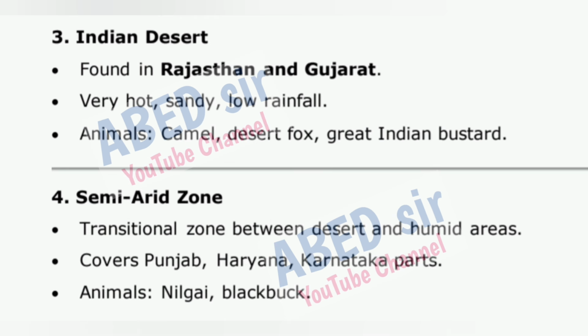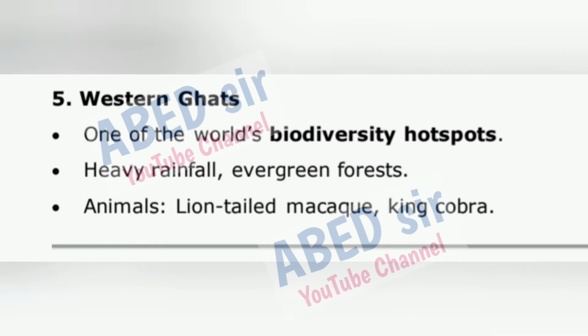3. Indian desert. Found in Rajasthan and Gujarat. Very hot, sandy, low rainfall. Animals, camel, desert fox, great Indian bustard. 4. Semi-arid zone. Transitional zone between desert and humid areas. Covers Punjab, Haryana, Karnataka parts. Animals, nilgai, black buck.